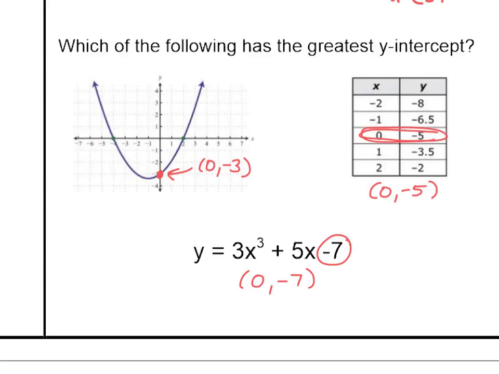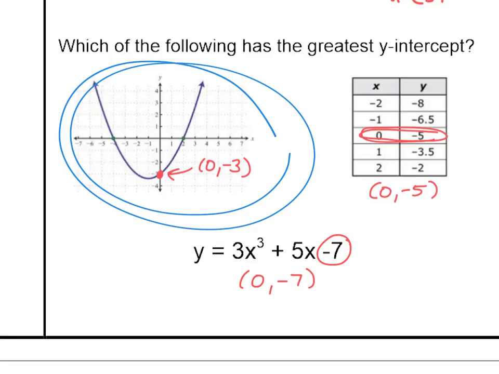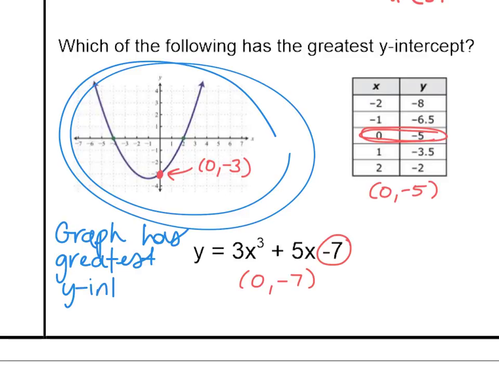So which one has the greatest? Well, remember these are negative numbers, so -7 is actually the smallest number here. -3, if you think about, like, if you're in debt $3, that's a lot better than being in debt $5 or $7. So the graph has the greatest y-intercept at 0, -3. And that's because it's the greatest number.